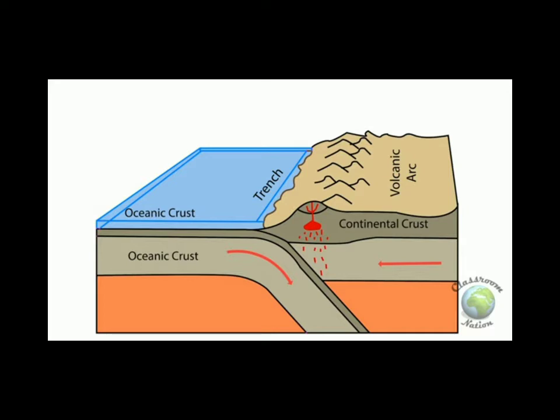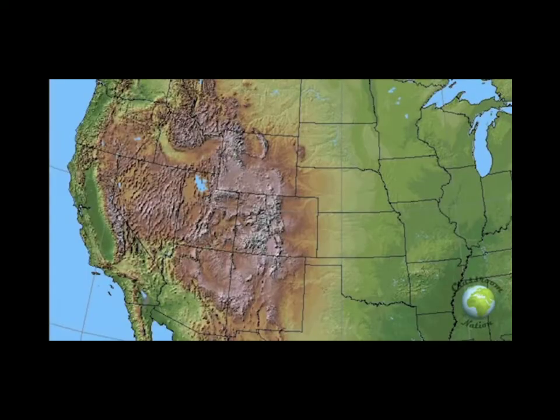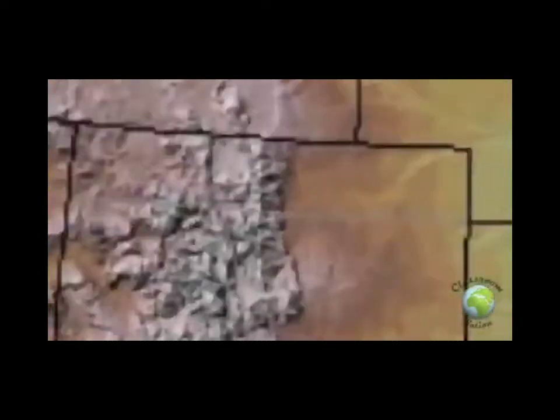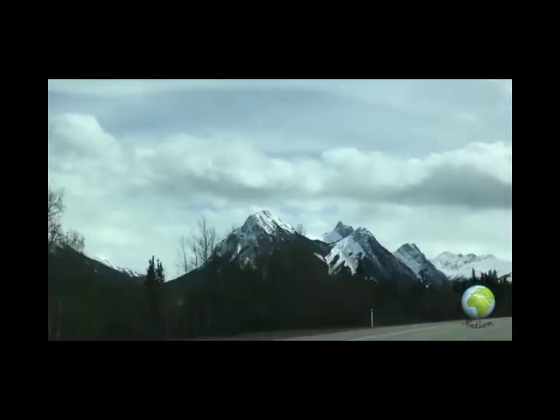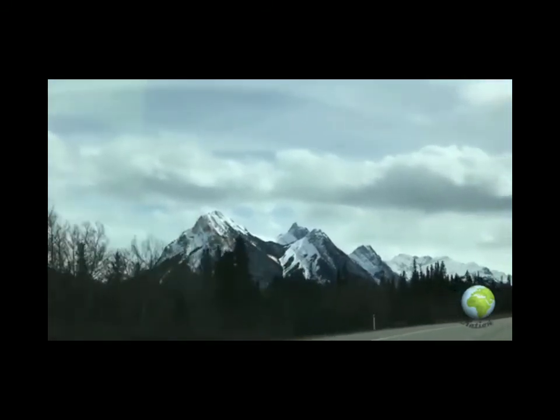The next type is when the oceanic crust meets the continental crust. The oceanic crust will be pushed downwards, or subducted, or be destroyed. The continental crust will be lifted up slightly, similar to if you put a spatula underneath a slice of pizza. One famous example of this is the Rocky Mountains in the USA. As you can see, this is the Rocky Mountains in the USA.